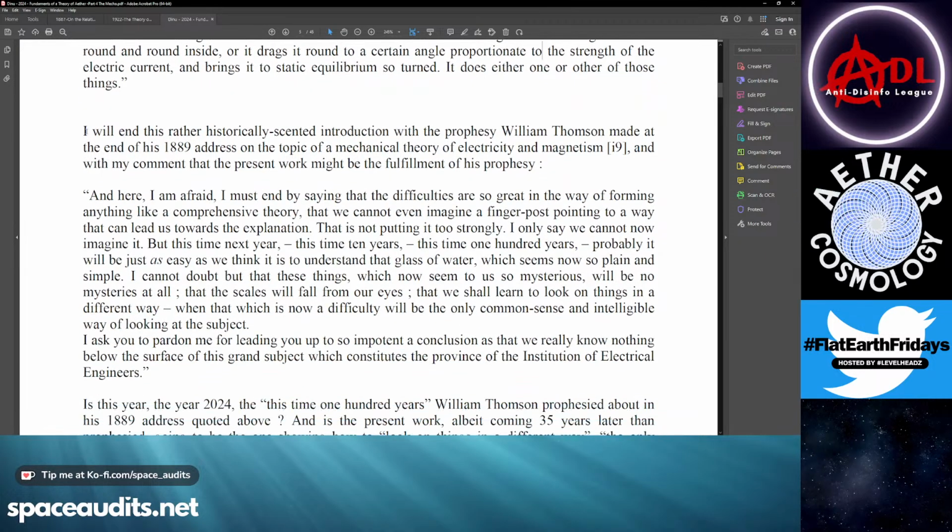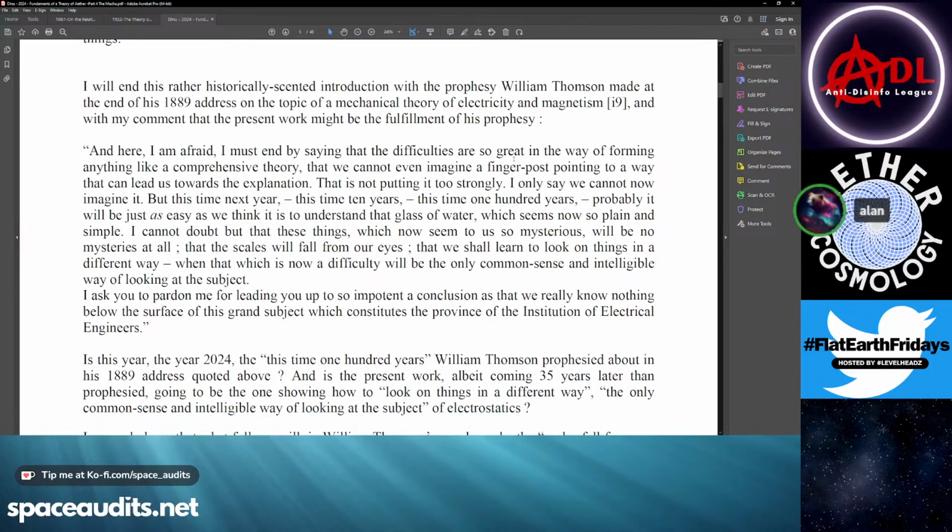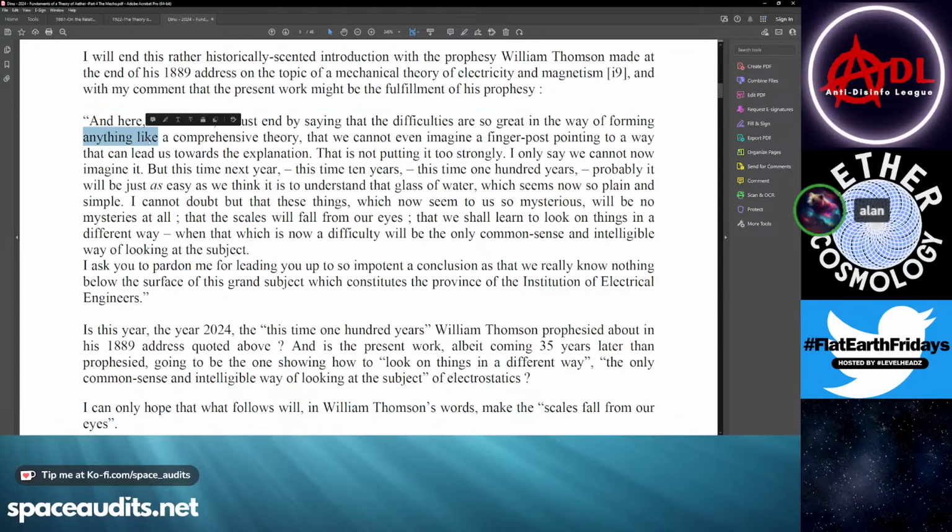I will end this rather historically scented introduction with the prophecy William Thomson made at the end of 1889 in his address on the topic of the mechanical theory of electricity and magnetism, with my comment that the present work might fulfill his prophecy. And then he gives a prophecy here.